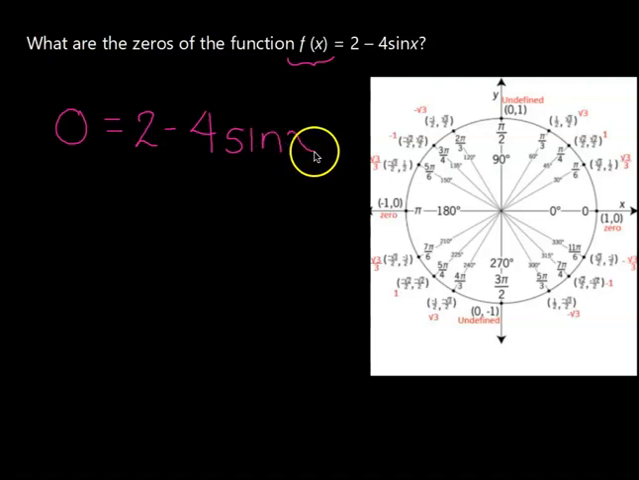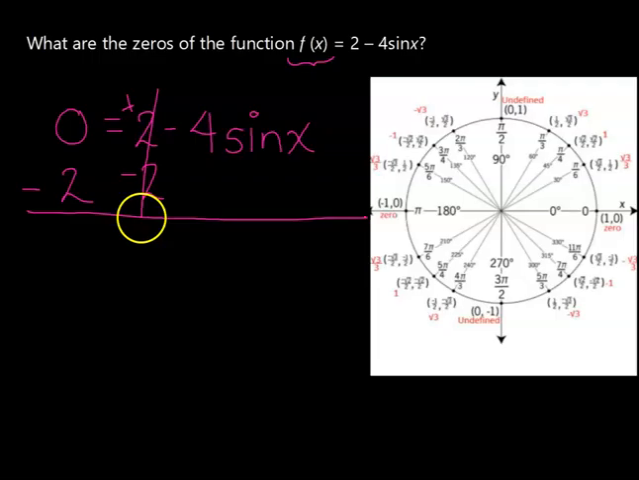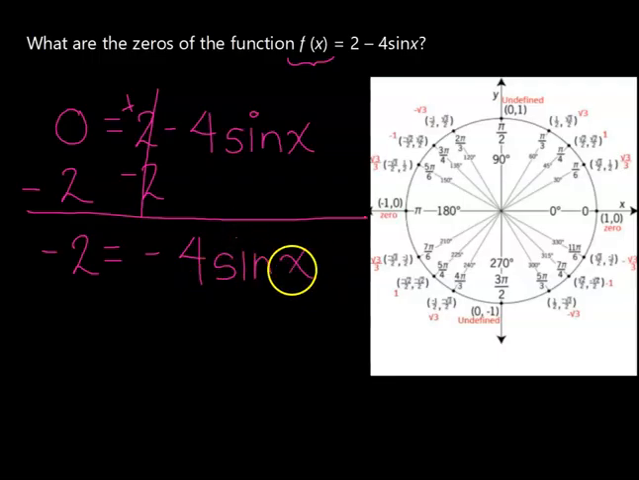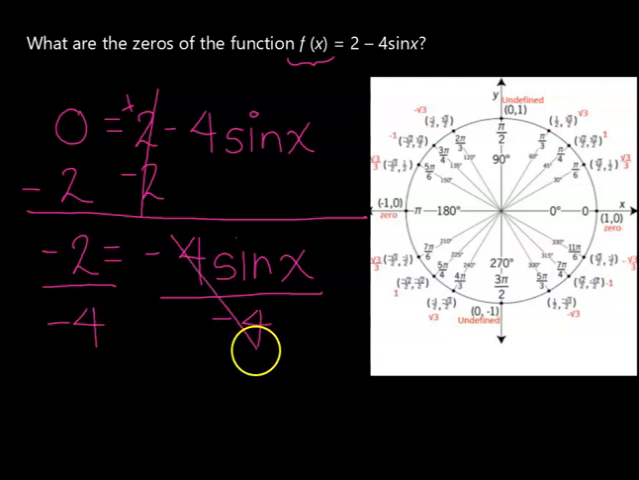Keep in mind that sine of x, we're trying to isolate that. It's being multiplied to -4, and it's being added to 2. So we're going to subtract 2 on both sides. We have -2 equals -4 sine of x. And then from there, we're going to divide both sides by -4. So reducing that will give us +1/2.